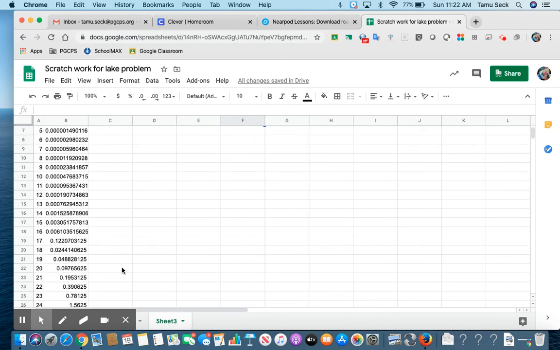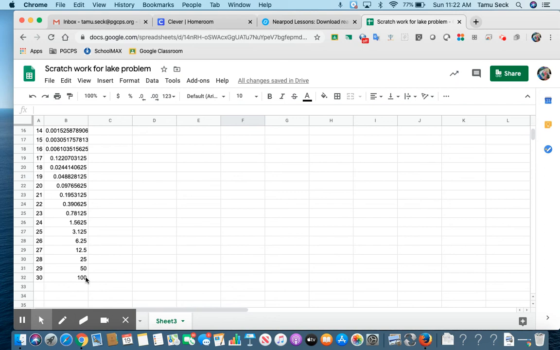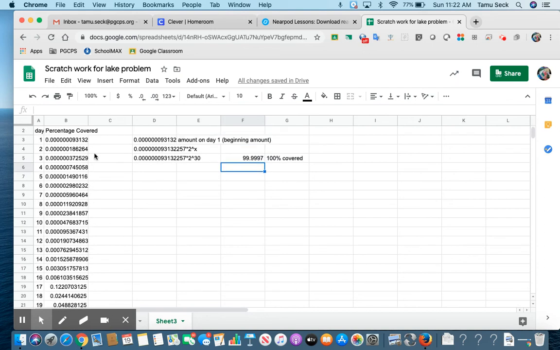I went backwards. So I started with day 30th. It had said that 100% of the lake was covered. So we had gone to day 26. So I divided by 2 all the way to the first. So we're going to consider day 1 to be like the beginning, April 1st, the beginning of time. So we're talking about when would it be covered 100.